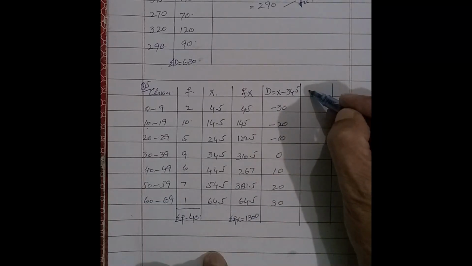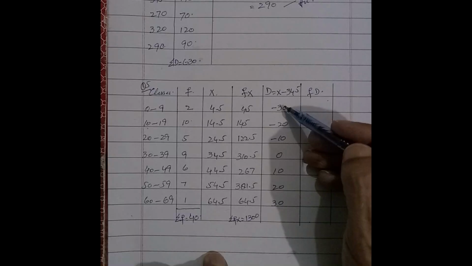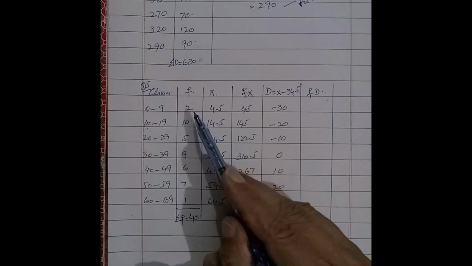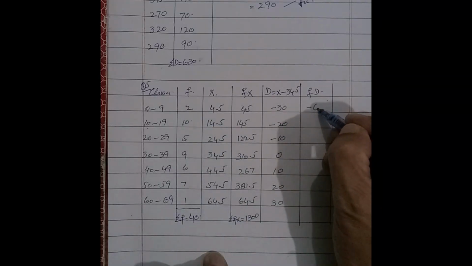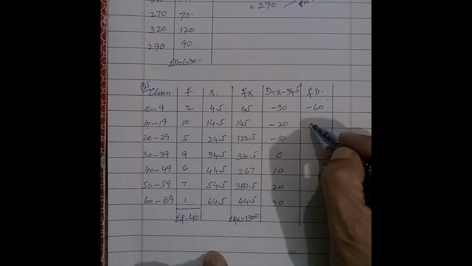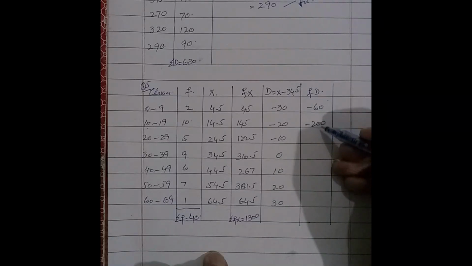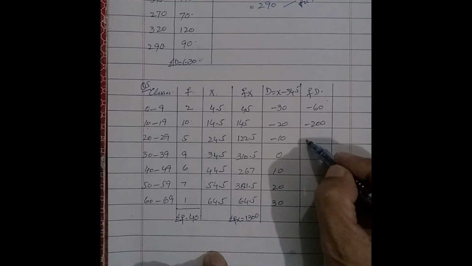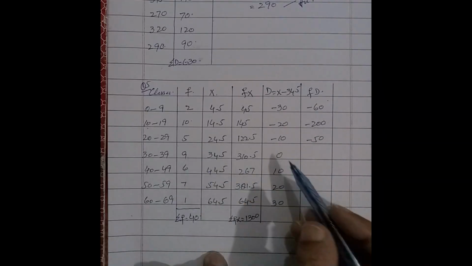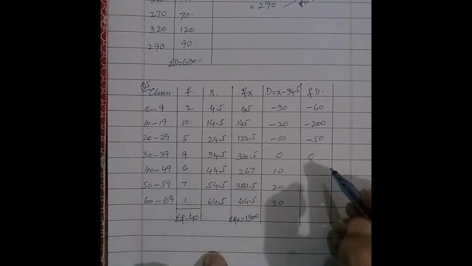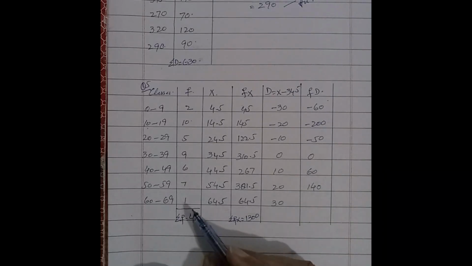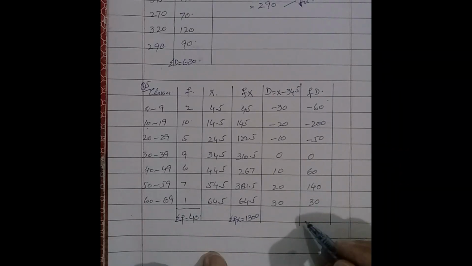And next we find fd. We multiply the values of d and multiply the values of f. 2 multiplied by minus 30 is minus 60. 10 multiplied by minus 20 is minus 200. And in this way we write all the values. 5 multiplied by minus 10 is minus 50. 9 multiplied by 0 is 0. 6 multiplied by 10 is 60. 7 multiplied by 20 is 140. 1 multiplied by 30 is 30. Take summation fd.